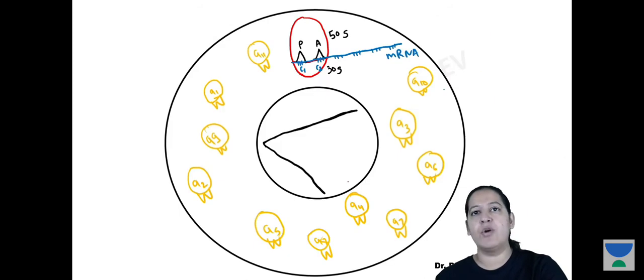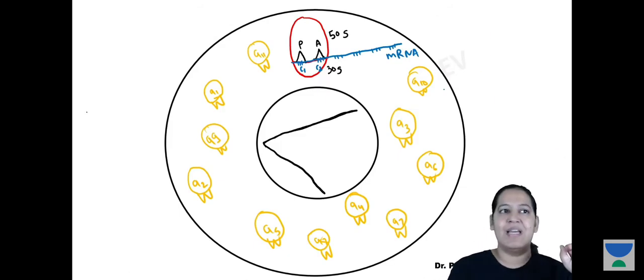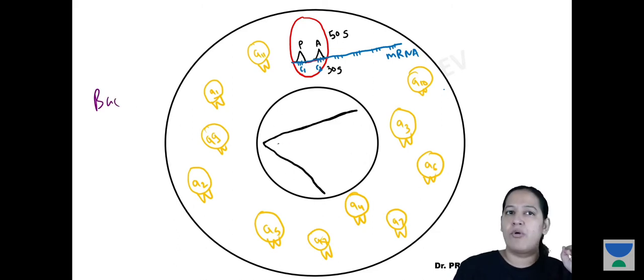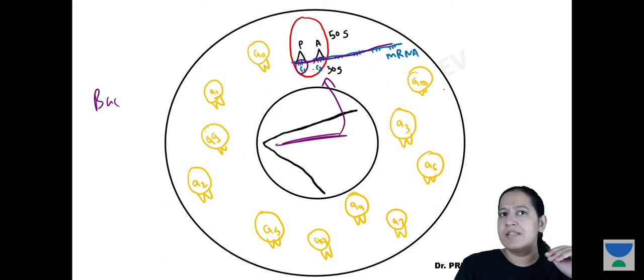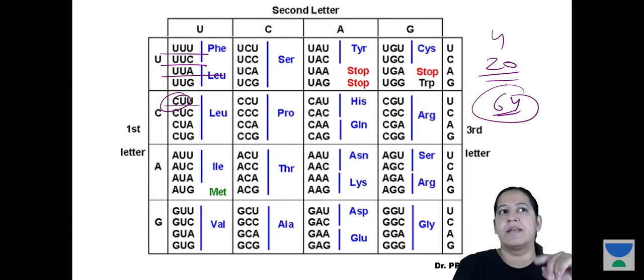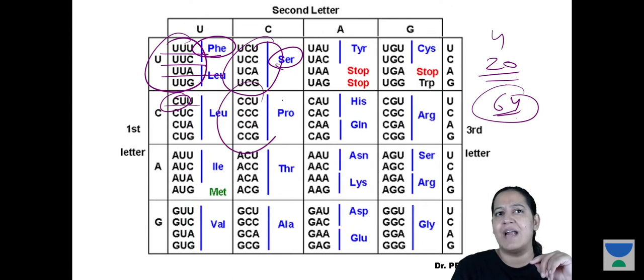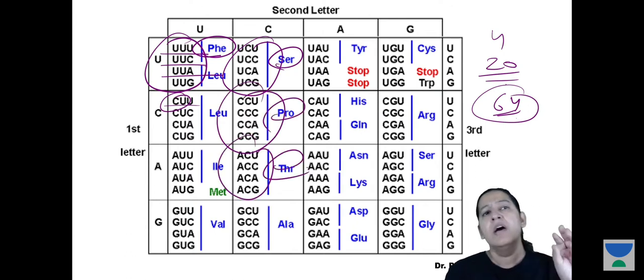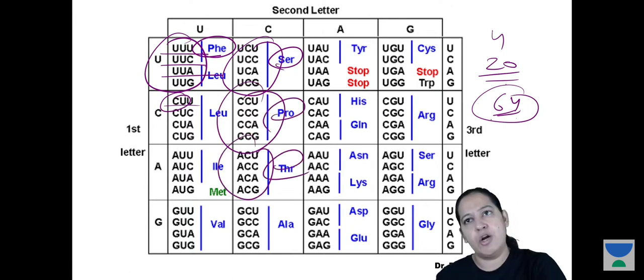So let me give you an overview in the cell. This is a bacterial cell. What is happening? mRNA is already formed. This mRNA moved out. This mRNA is bound with the ribosome. This is the first codon. This is the second codon. As I have told you, one codon stands for one amino acid. These all are standing for phenylalanine. These are standing for serine. These are standing for proline. These are for threonine. So each codon for one amino acid. There are 20 amino acids.